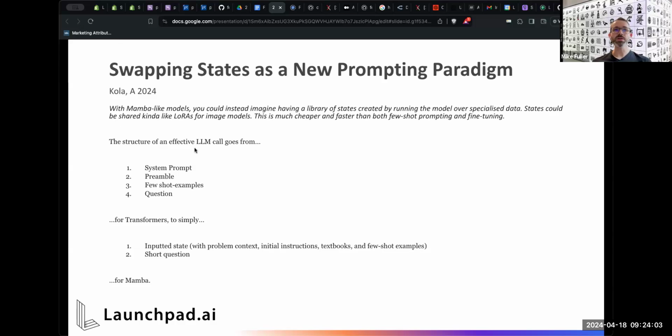So the structure of an effective LLM call goes from the system prompt, preamble, few shot question examples, and the question for transformers, to simply an inputted state with the problem context, initial instructions, for example textbooks, and few shot examples, and then a short question for Mamba. So these would be interchangeable state spaces between models, which I thought was quite interesting, a kind of hot swappable model approach. It's quite cool.